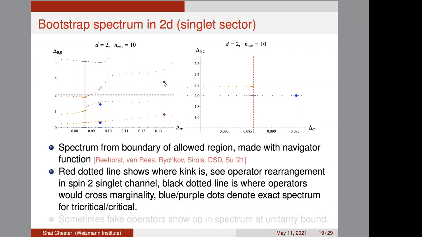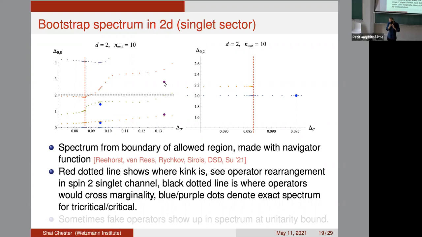One question? Yes? You say the dimension of the second singlet is pretty accurate, but that's if you look where the blue dot is, but not if you look where the dark line is. That's what I'd say. Yeah, so for the critical Potts, it's less accurate.